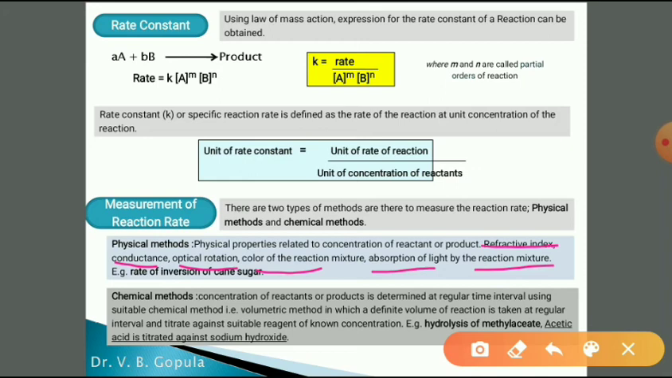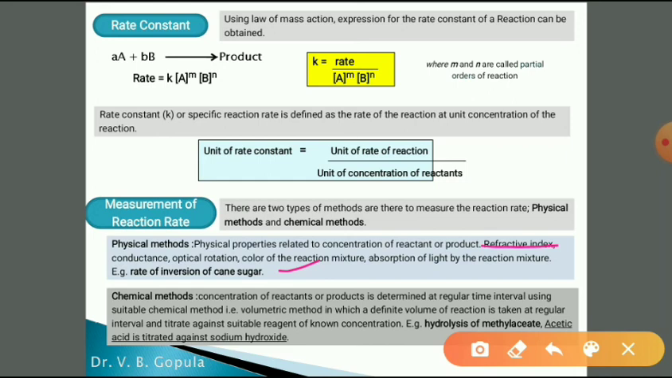So these are some parameters which are related to the concentration of the reactant or the product. Here we have taken one example, that of the rate of inversion of cane sugar. The rate of inversion of cane sugar can be determined by measuring the angle of rotation of cane sugar at regular time intervals using the polarimeter. So this is one of the physical methods from which you can record the reaction rate.